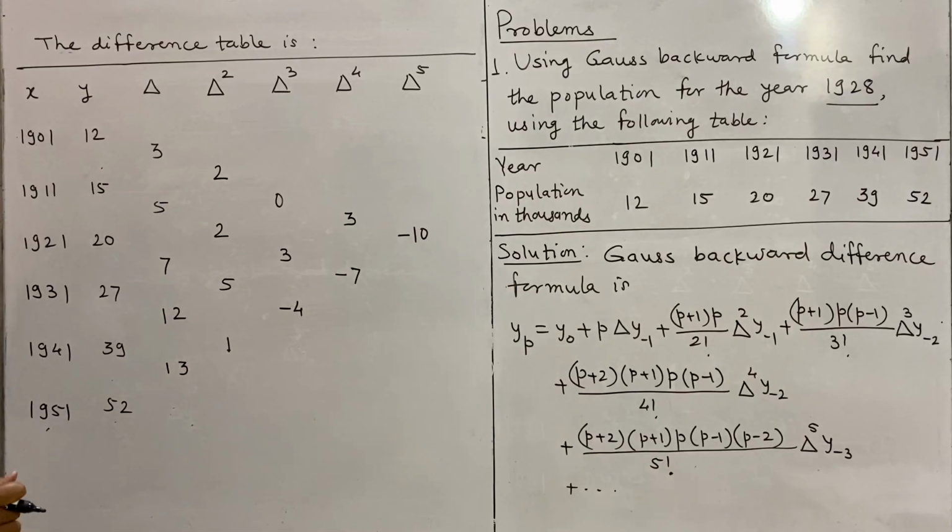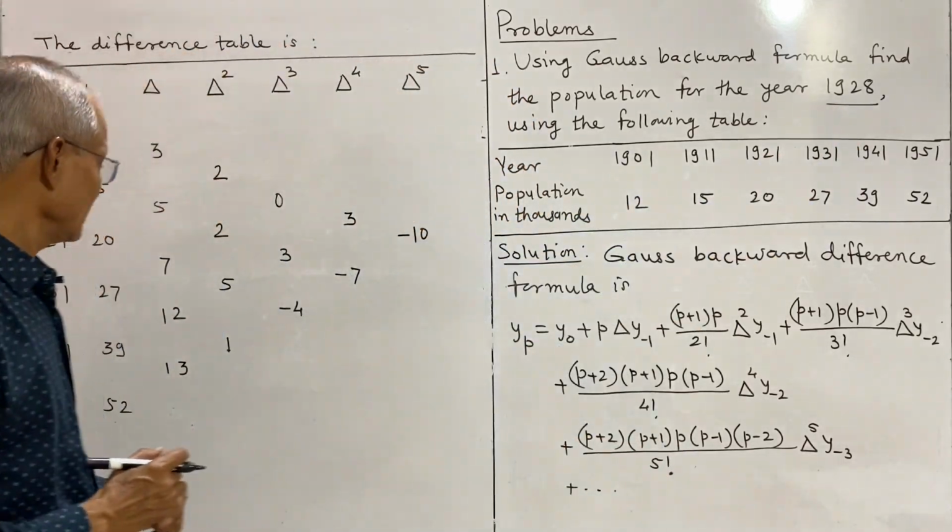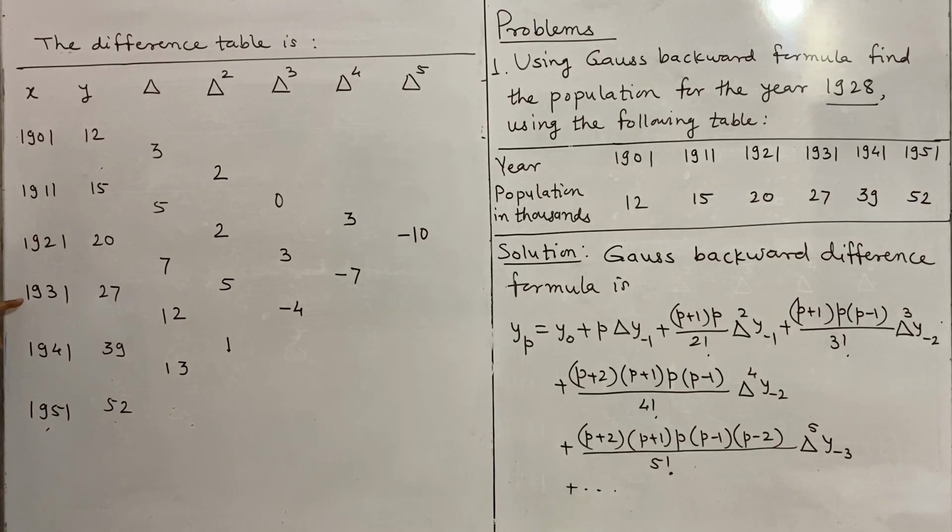Now which value we have to select? The central value, that is x naught, and the year is 1928, which is close to this value. So we shall select this as x naught, and usually the convention is that when we use Gauss backward formula, p should be negative and between minus 0.5 and 0, that means the value to be estimated lies below the central value. And for the forward formula, the value is slightly greater than the central value. This is the choice, but it is not fixed.